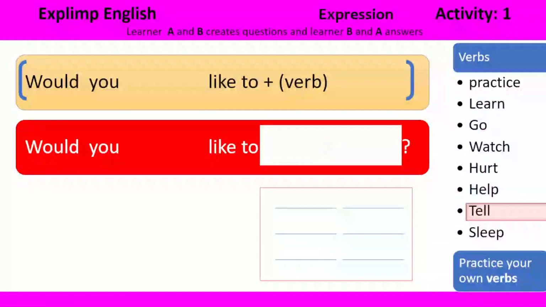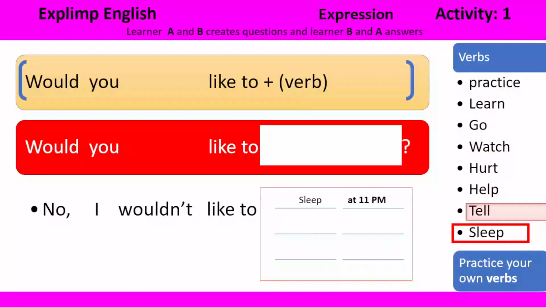The next one is tell. Now, would you like to tell me a story, an interesting story, or would you like to tell me something secret about how to learn English? Okay, the next one is sleep. This is the last verb, and you can use it here like, would you like to sleep early, or would you like to sleep at 12 p.m. or a.m.? Whatever time you want to mention, you could put it at the end after the sleep.